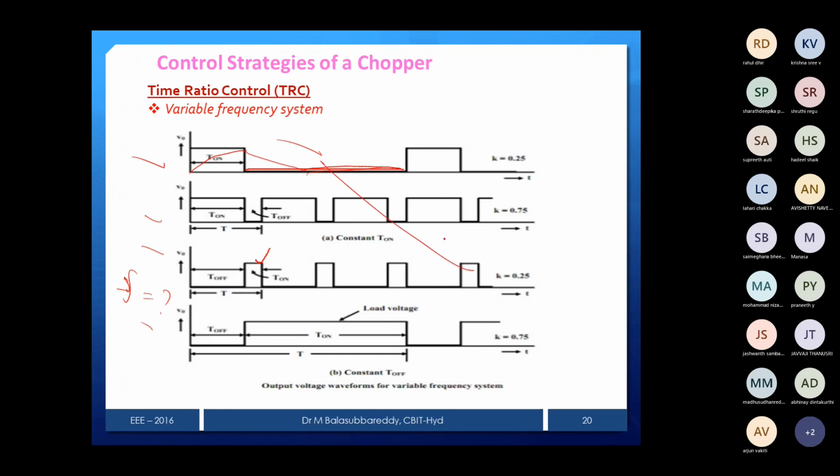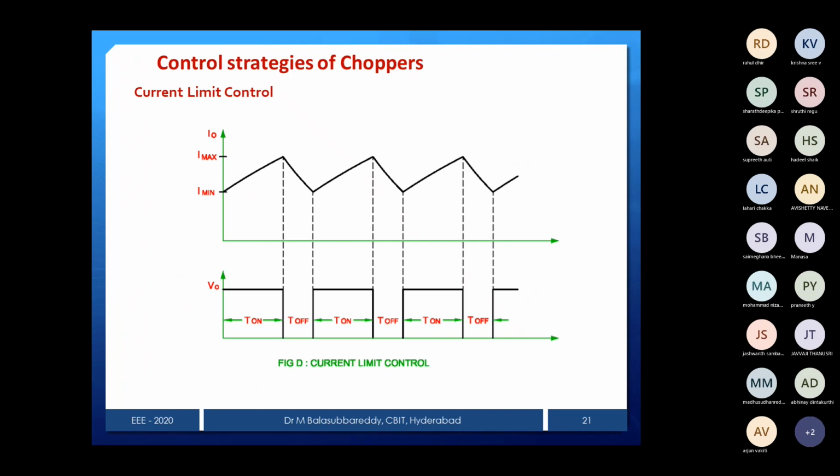That's why this method is not preferable when compared to pulse width modulation. This we call frequency modulation. In every case the frequency is going to vary, that's why we call it frequency modulation. And now we see the last one, which is current limit control. It is very straightforward and very simple, and it never goes into discontinuous mode of operation.